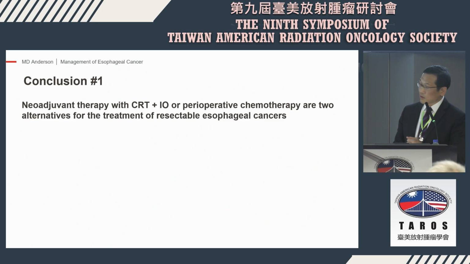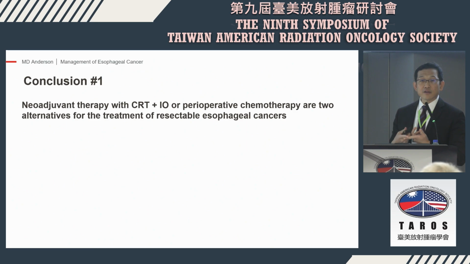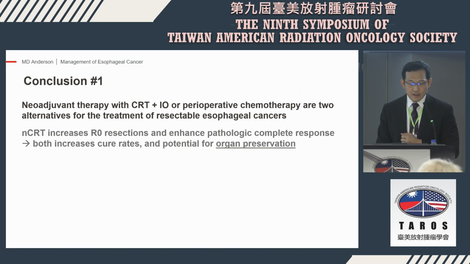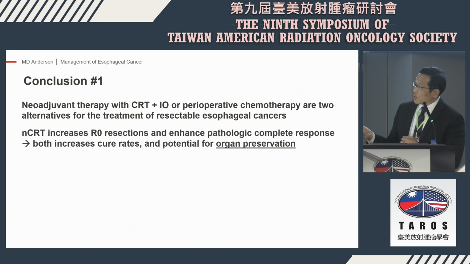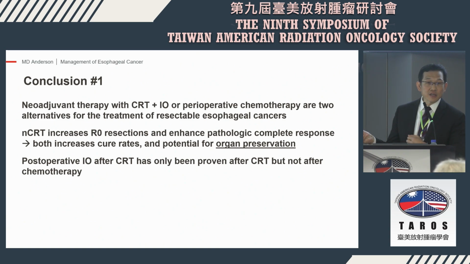So I think in conclusion for this first part, for resectable patients, right now there are two options for patients with locally advanced resectable disease, either neoadjuvant chemotherapy or neoadjuvant chemoradiation. Although I think a lot of patients with adenocarcinoma are undergoing chemotherapy instead of chemoradiation. What we know, of course, is that neoadjuvant chemoradiation does enhance complete pathologic response, and therefore the potential for organ preservation. I think that's important. Postoperative immunotherapy has only been proven after chemoradiation, but not after chemotherapy, so that's another benefit of chemoradiation.